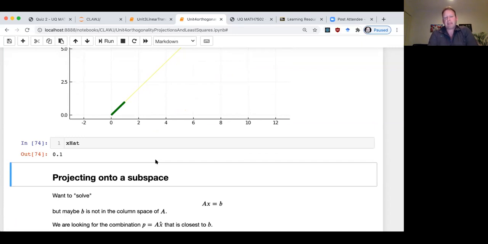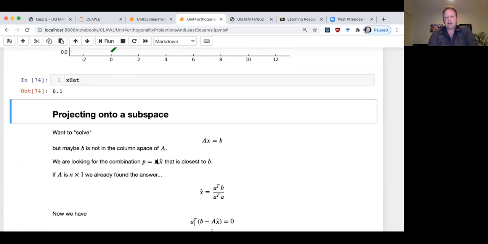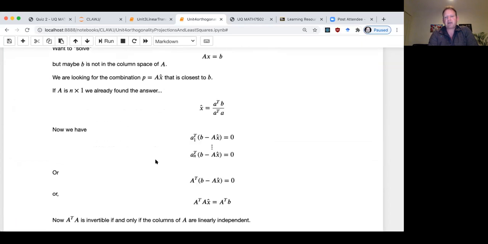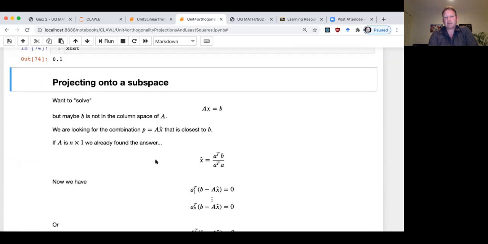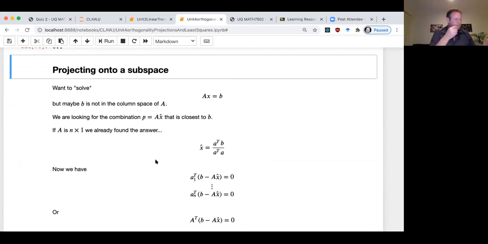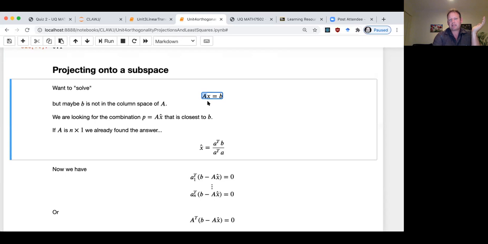Okay. Now the story can continue, and we can project a vector onto a subspace, and that becomes quite a powerful story. Okay, projecting a vector onto a subspace. Right. So let's first of all motivate this. This thing is a big deal. So we want to solve Ax equals b. What does it mean when we want to solve Ax equals b?